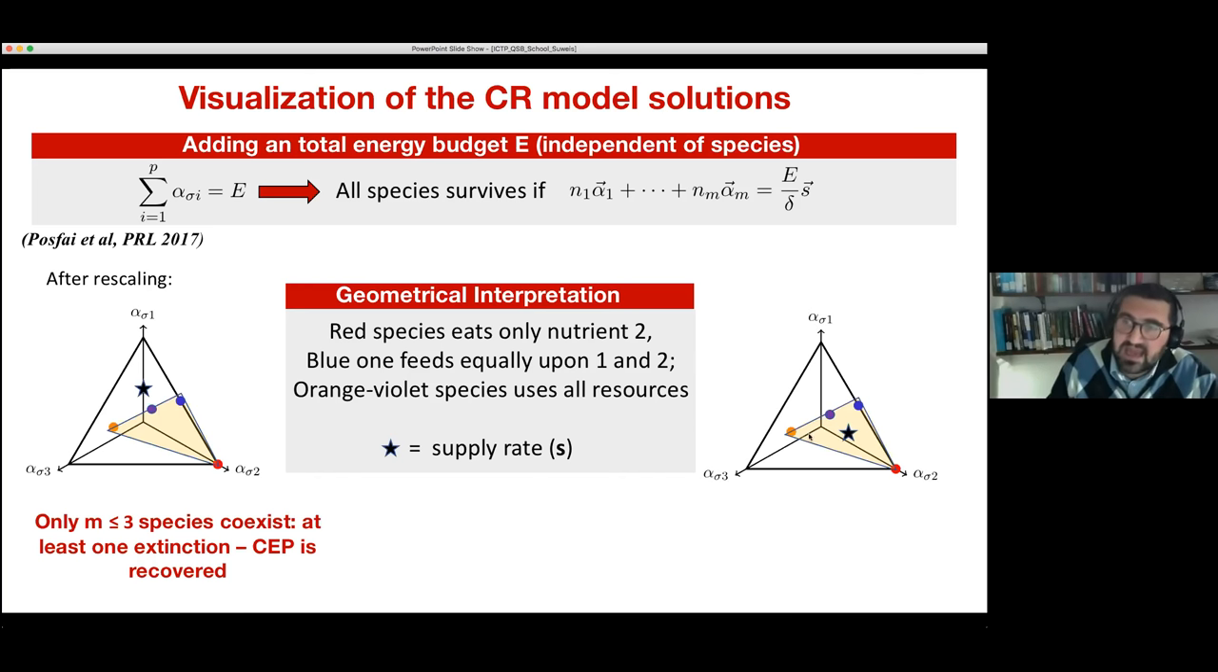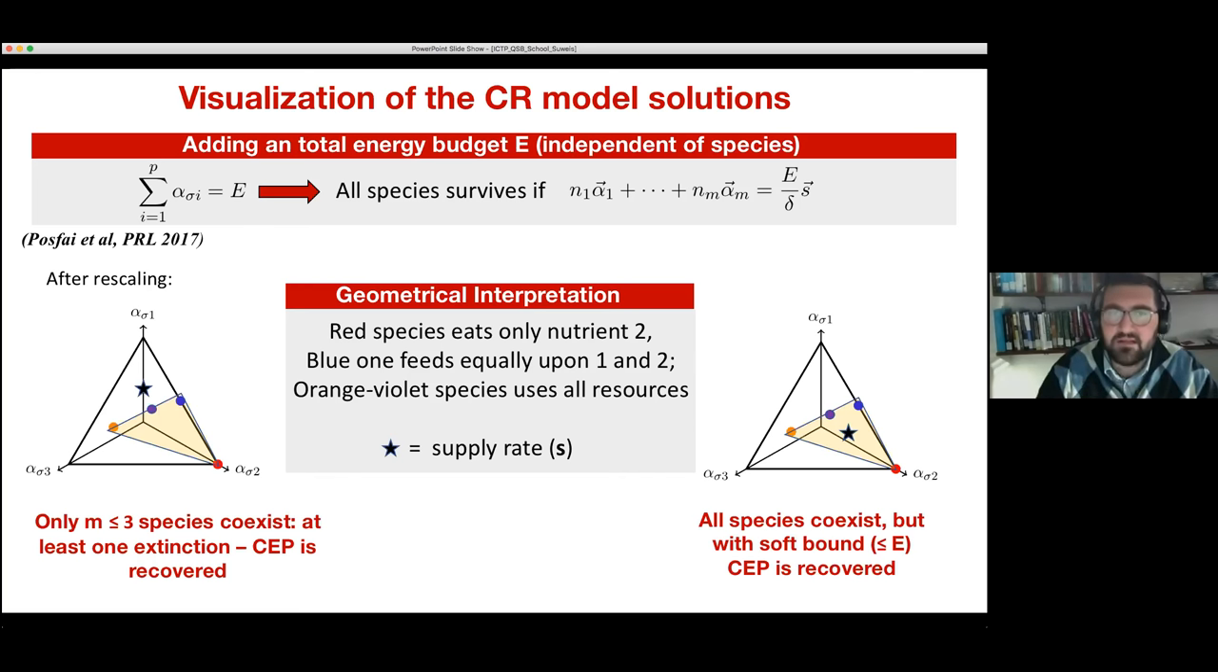If instead the supply rate lies inside the convex hull, then this condition is satisfied, and in fact we have the coexistence of all four species. So the total energy budget is a fundamental physical ingredient to allow species to coexist. At the same time, if we put a soft bound, or if we perturb a little bit, for example, the energy budget depending on the species, we will retrieve again the competitive exclusion principle. So this is a fine-tuning condition. In general, we understand a very important factor, the total energy budget, but we still want to better understand how species can organize to coexist, so that they can survive even in the presence of few resources.